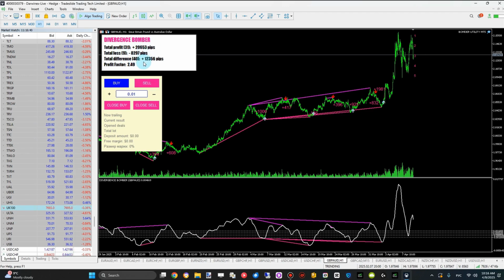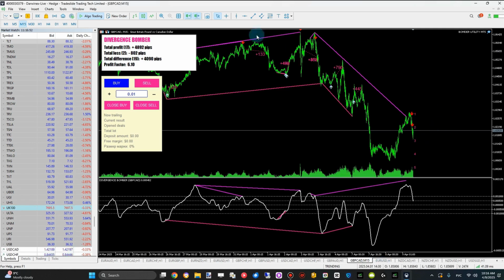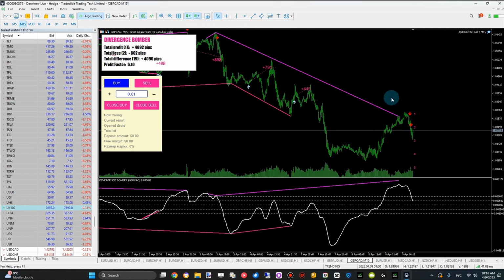We have a difference of 12,000 pips. The profit factor is greater than 2. This indicates that the profits are almost 2.5 times greater than the losses. We can continue with each currency pair. I will show you. Here, look.